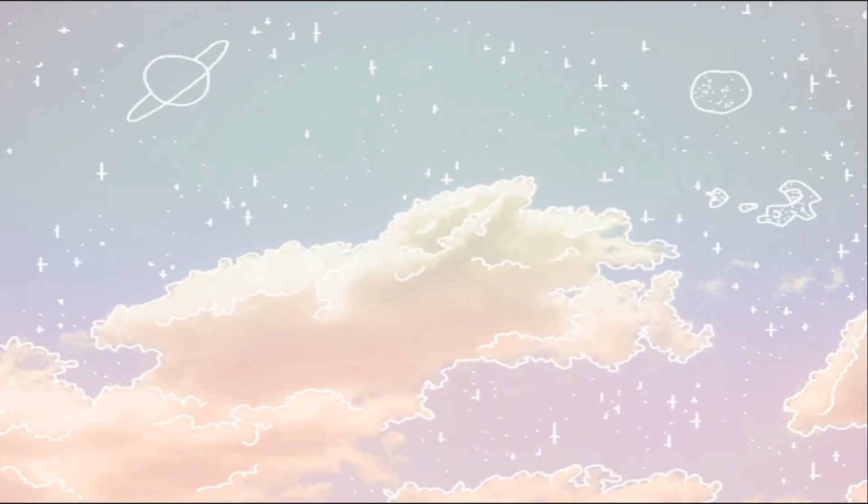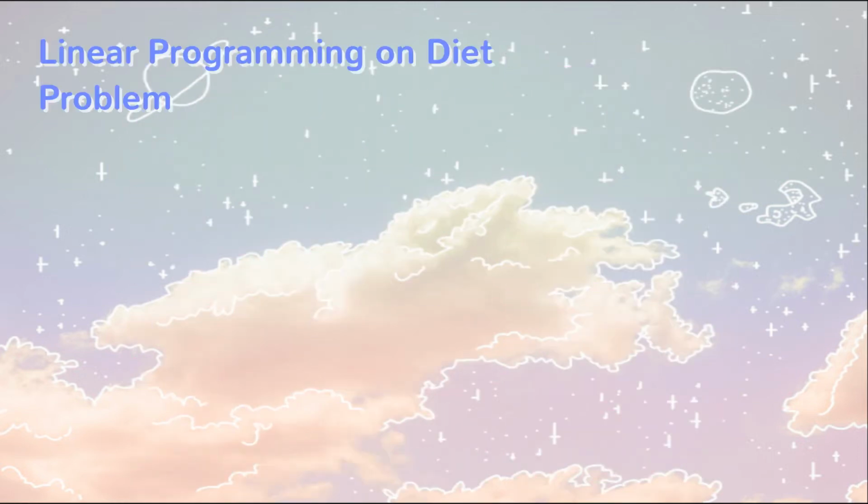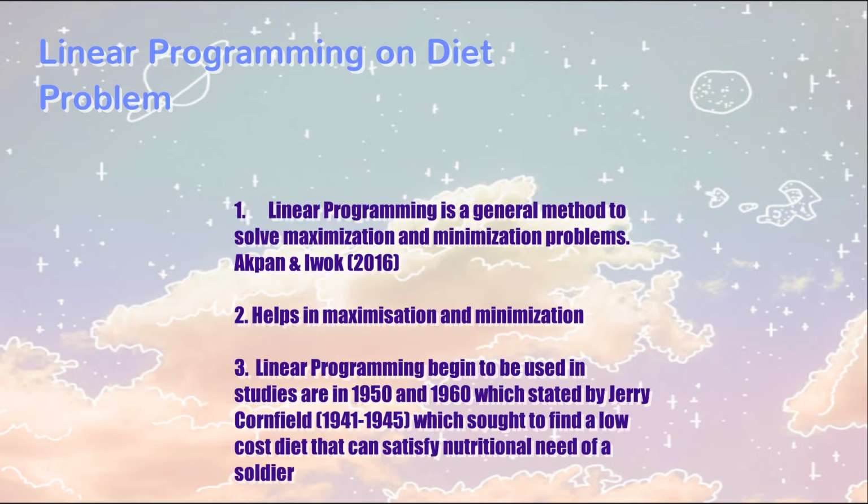Literature review. Linear programming on the diet problem. Linear programming is the general method to solve maximization and minimization problems, said by Akpan and Ewok in 2016. That is the general. Linear programming began to be used in studies in 1950 and 1960, stated by Jerry Cornfield, who sought to find a low-cost diet that can satisfy the nutritional needs of a soldier.